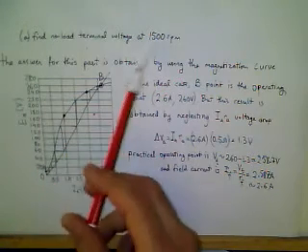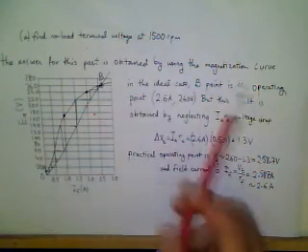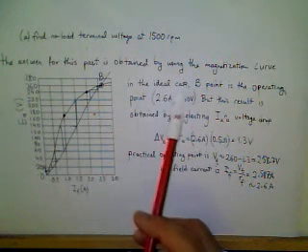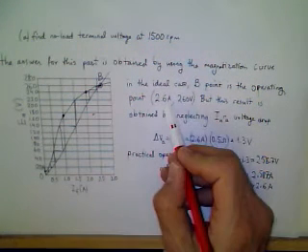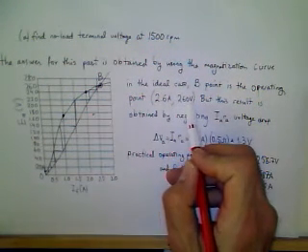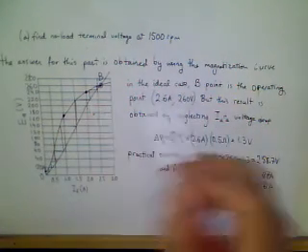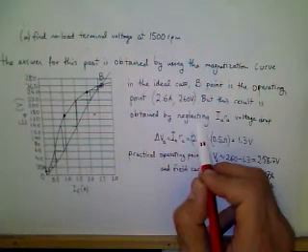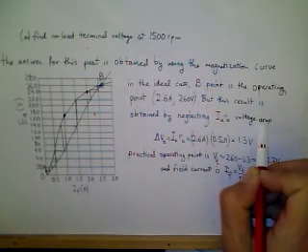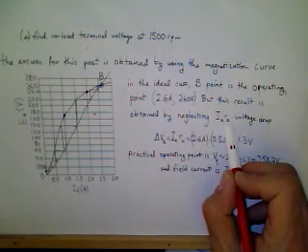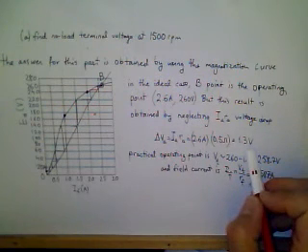Part A, finding the no load voltage at 1500 RPM. The answer for this part is obtained by using the magnetization curve. In the ideal case, point B is the operating point, where approximately 2.6 amperes field current and 260 volts induced voltage pair is obtained, but this result is obtained by neglecting the armature resistance voltage drop, I_A times R_A. That delta V_A, we call, is around 1.3 volts.